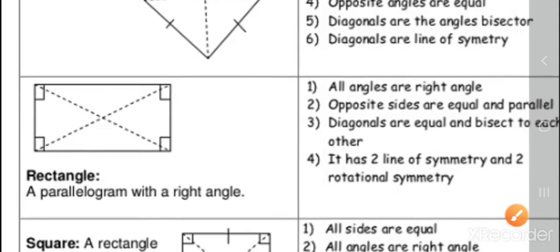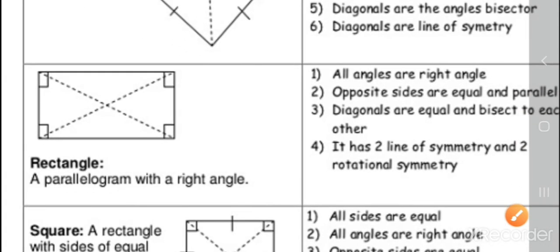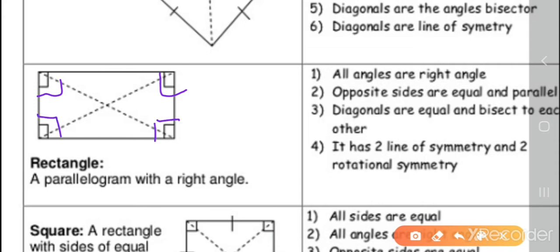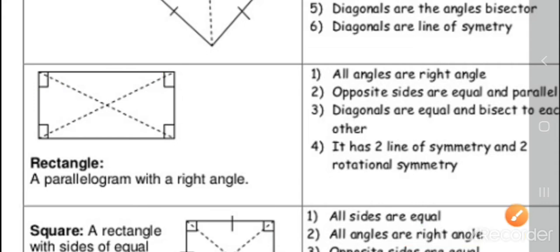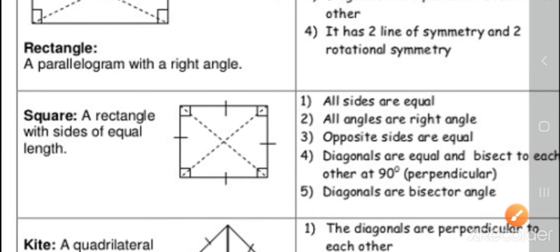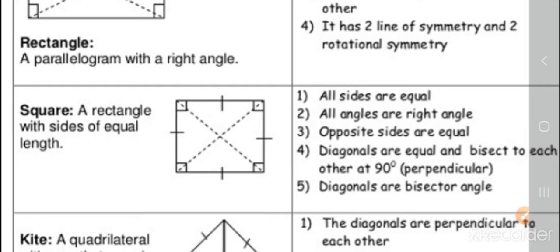Now next one, rectangle. A parallelogram with right angles. Here the importance is that all angles are right angles, or 90 degrees. We call it a rectangle. Now the next quadrilateral, that is a four-sided thing: a square, a rectangle with sides of equal length. It is a rectangle also because all the angles are 90 degrees and the sides are also equal. So we call it a square.